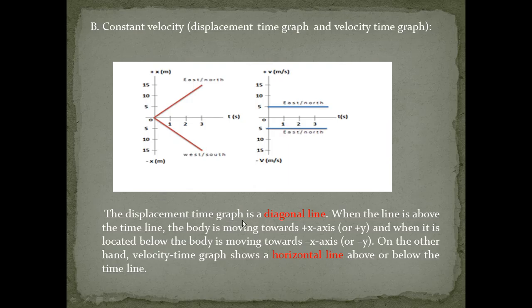The displacement time graph is a diagonal line. When the line is above the timeline, the body is moving towards the positive x or positive y. When it is located below, the body is moving towards the negative x or negative y. On the other hand, the velocity versus time graph shows a horizontal line either above or below the timeline.